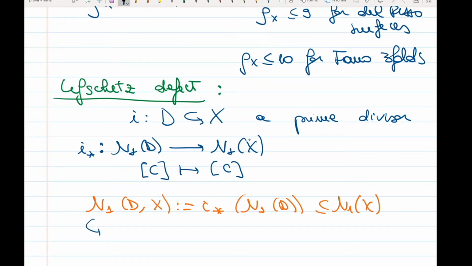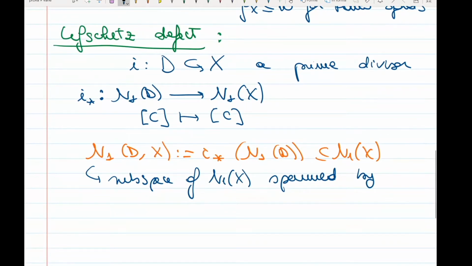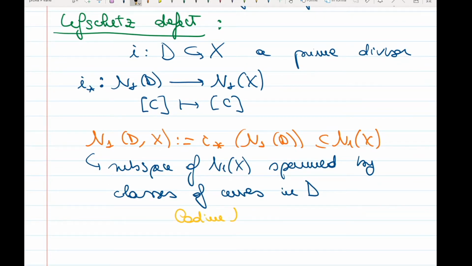Okay, so this is just the subspace of N1 of X spanned by classes of curves in D. And I'm interested, in fact, not only in the subspace, but in the possible codimension of this linear subspace, which can vary from 0, when N1 of D,X is the whole N1 of X, up to the Picard number of X minus 1. This is because, of course, the image of N1 of D is always non-zero: if you take a curve in D, its image will be a non-zero class.